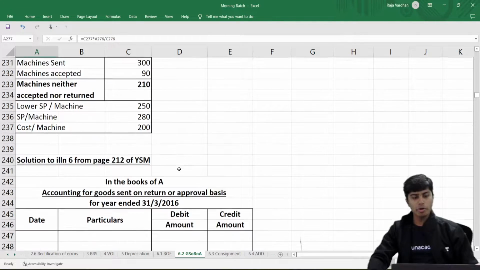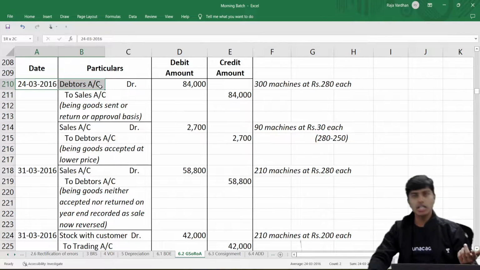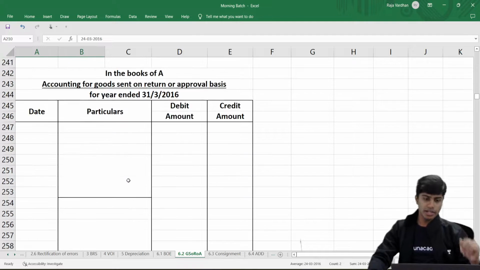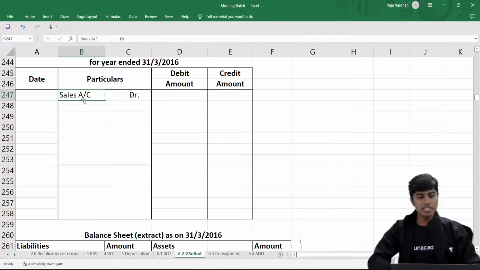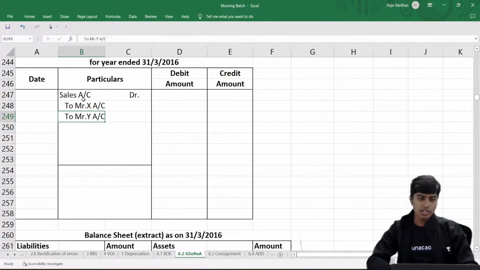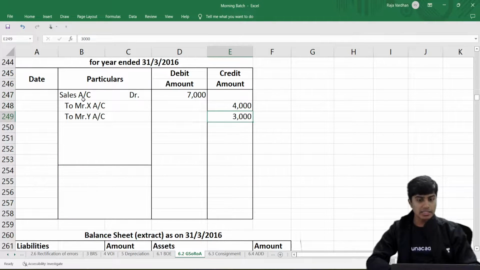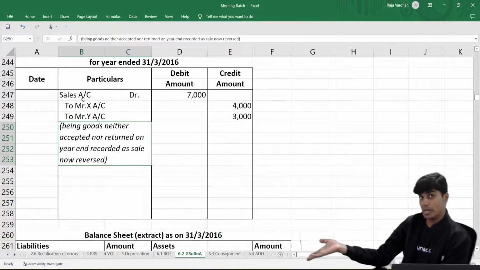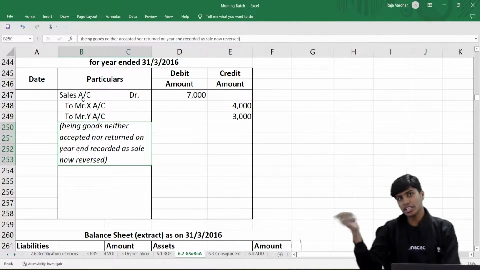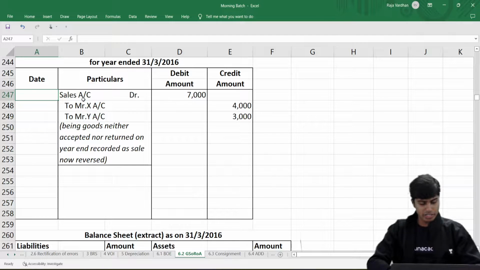So till now, if you remember, or maybe in the previous video, when we passed the entry, we used to use the word debtors. We will not be using the word debtors here. Instead, we will use the word X and Y. However, the first debit will be sales. Sales account debit to X, to Y. It is 7,000, which has to be reversed, 4,000 to X, 3,000 to Y. Goods sent on return on approval basis, neither accepted nor returned, left with the customer. The date of the transaction is 31st of March 2016.